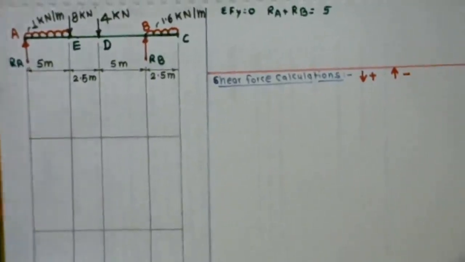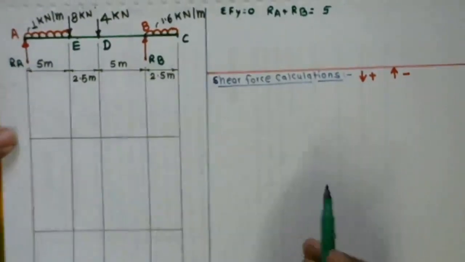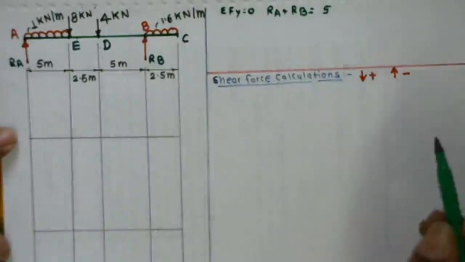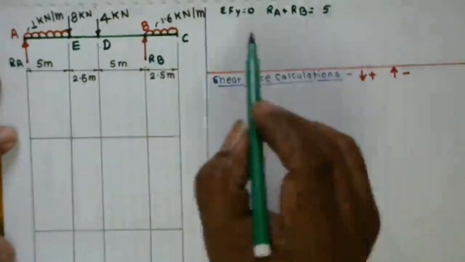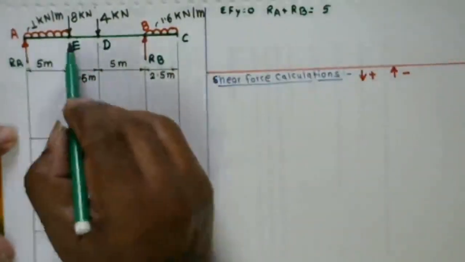RA and RB are the reactions at points A and B respectively. To calculate the reactions RA and RB, first, summation Fy is equal to 0. It means upward forces are equal to downward forces. Let's start from this.